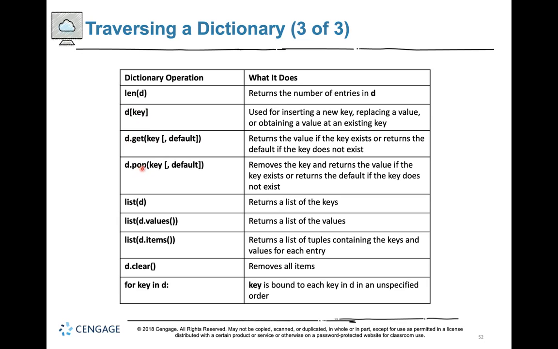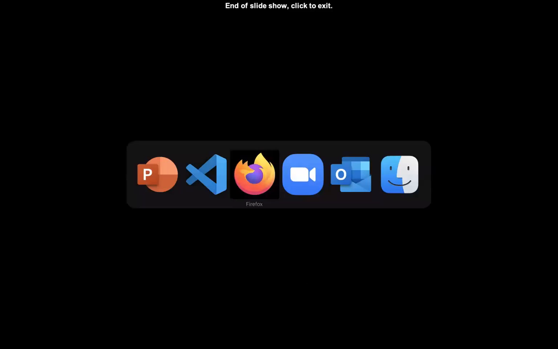You can remove an item by using the pop function. And then this is how you can create a list of the keys. You may also create a list of values, or a list of items in terms of tuples. And then you can also remove all the items with the clear method. So let's take a look at an example.